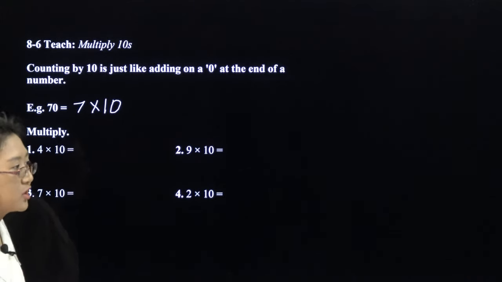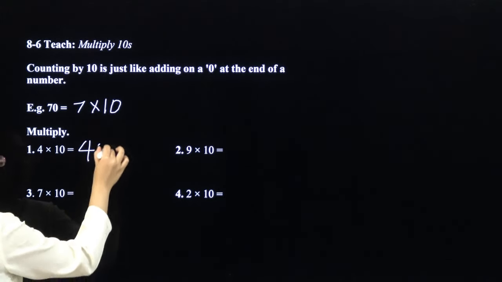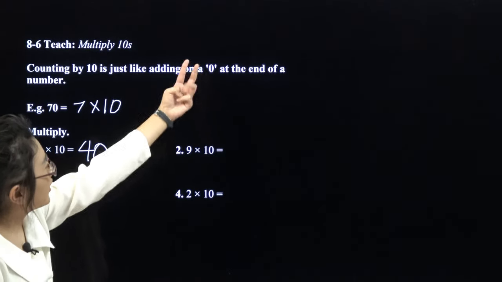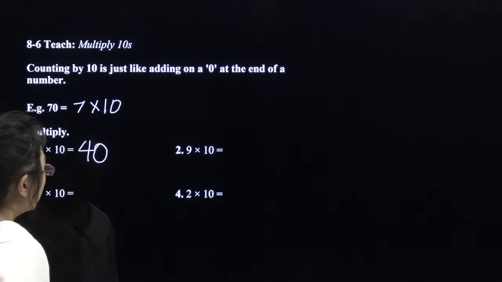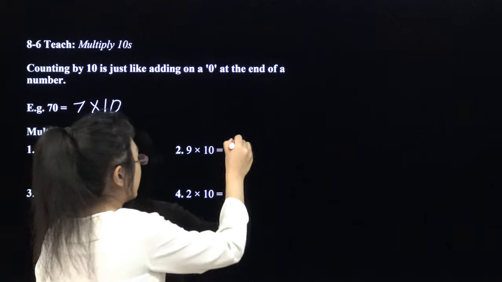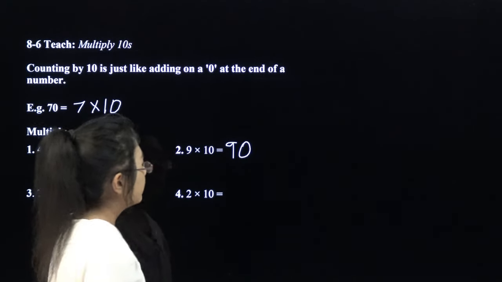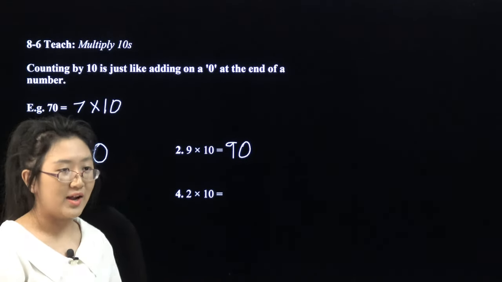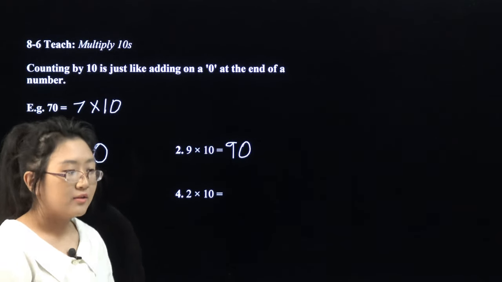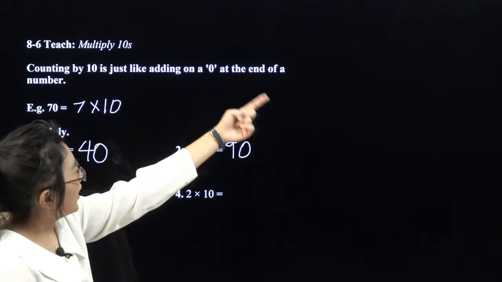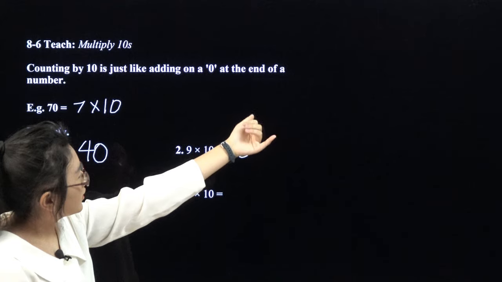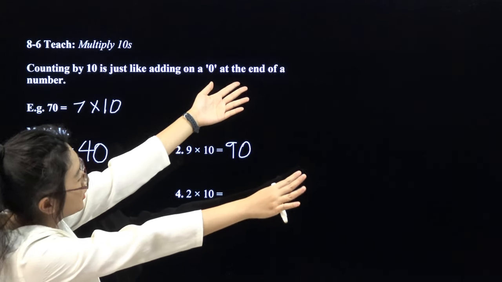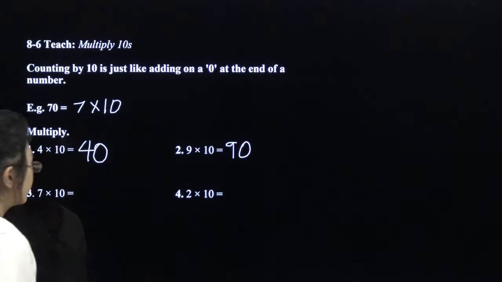What about 4 times 10? Well, following this logic, it would be 40. Is it correct? 10, 20, 30, 40. Yes. 9 times 10? 90. You add a 0 at the end of the 9. Is it correct? Well, 10, 20, 30, 40, 50, 60, 70, 80, 90. Yeah.